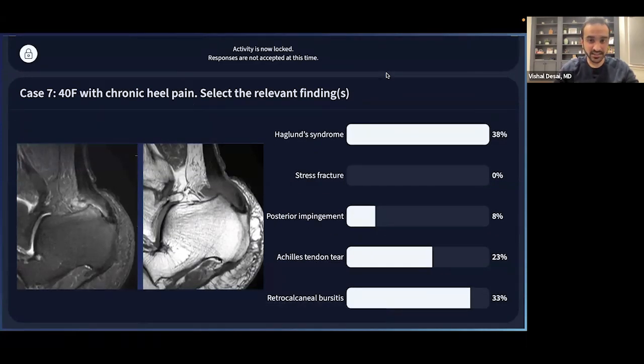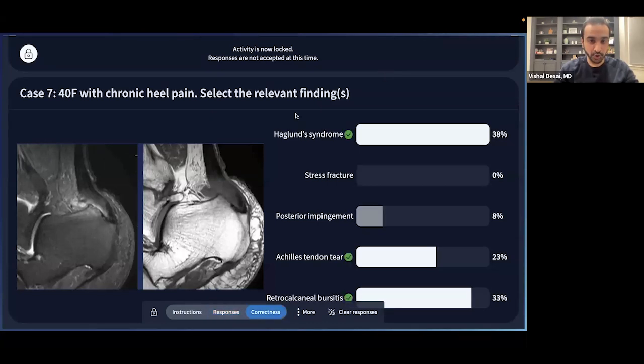So this is a case of Haglund's syndrome. With Haglund's syndrome, you have the triad of the Haglund's deformity, which is the osseous protuberance at that posterior superior calcaneus, associated with Achilles tendinopathy, usually with tendinosis and partial tearing of the deep fibers, and retrocalcaneal bursitis, which we have here as well. We also have some reactive marrow edema within that actual deformity as well.